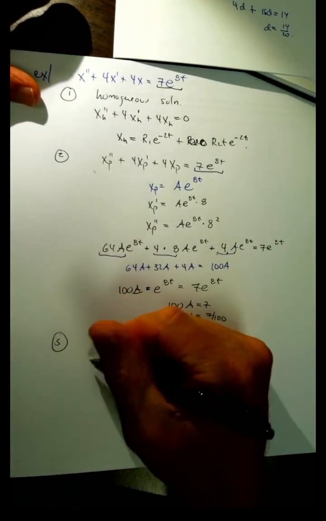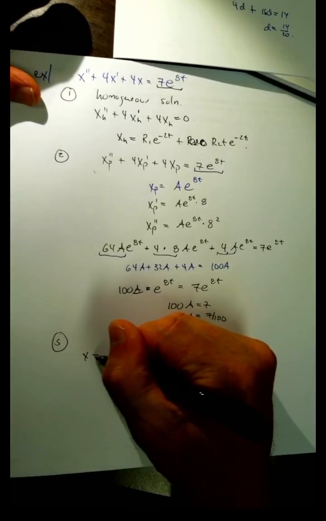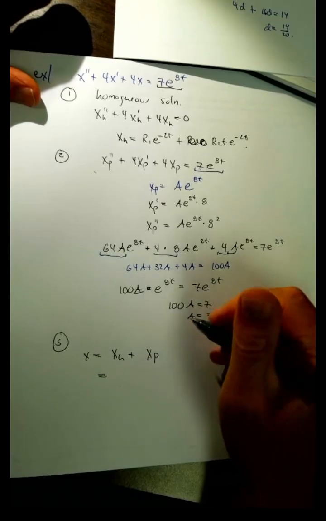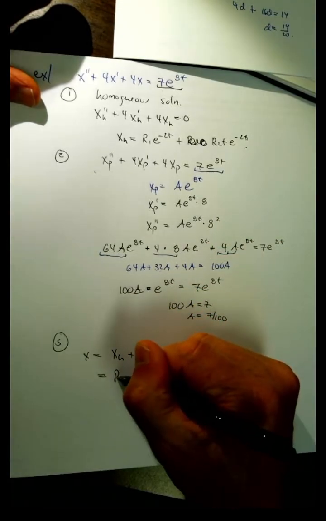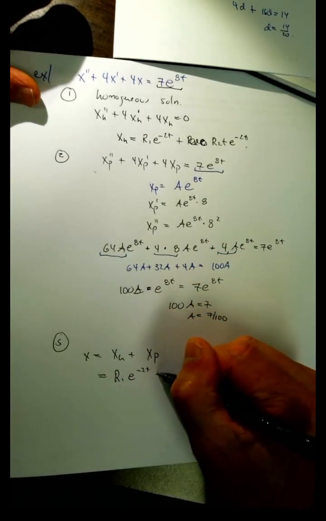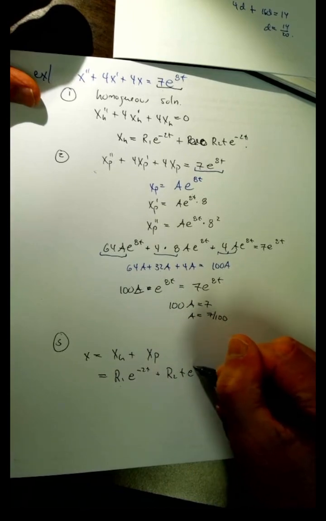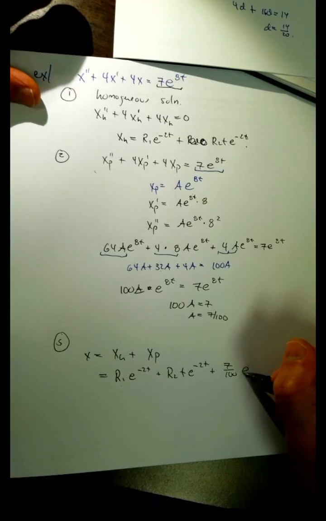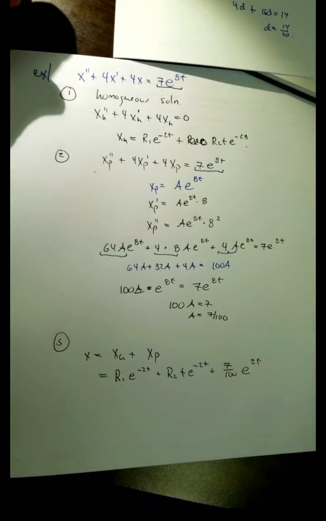So now my solution is the homogeneous plus the particular. The homogeneous solution is r1 e to the minus 2t plus r2 t e to the minus 2t, and the particular is 7 over 100 e to the 8t.